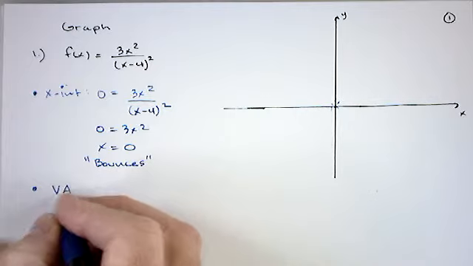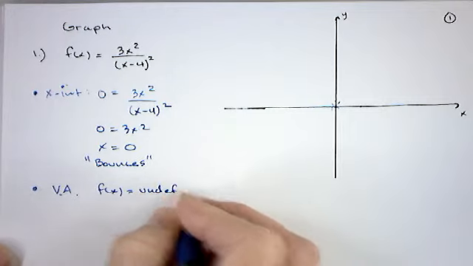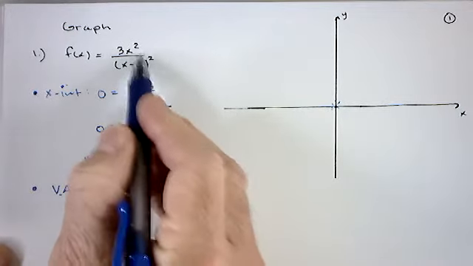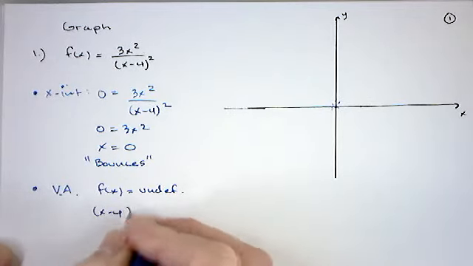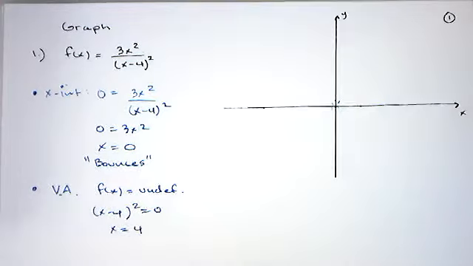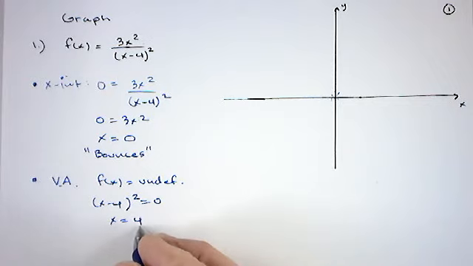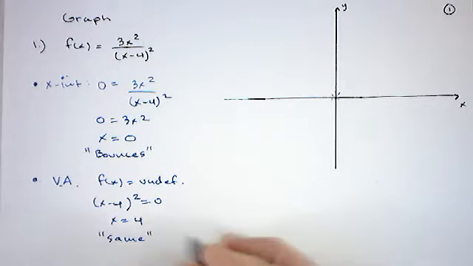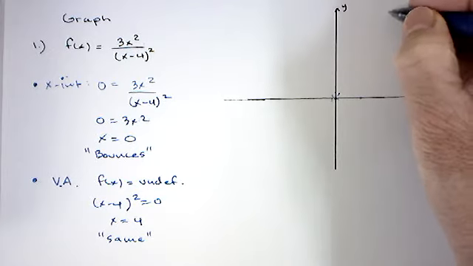My vertical asymptote, which is where f of x is undefined, as long as there are no common factors in the top and the bottom, which there aren't here. My fraction's undefined when x minus 4 squared is equal to 0, which gives me x equals 4. And for vertical asymptotes, the classification is opposite or same. In this case, since my 4 comes from a factor that's to an even power, we would classify it as same. And we might as well add x equals 4 here. So that's a vertical line. Let's just say it's right here.